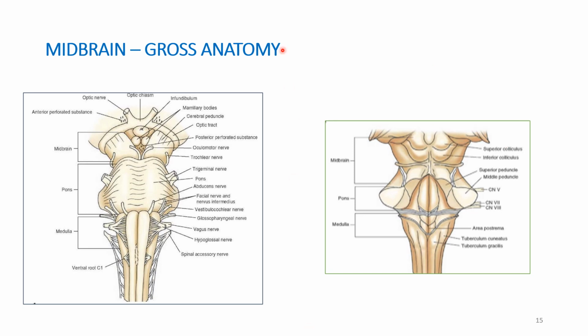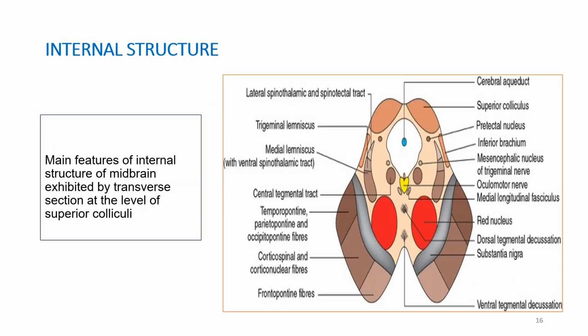Then coming to the midbrain. So this is the gross anatomy of the midbrain. So coming to internal structures. If you take a section at the level of the superior colliculi, what can you see in the midbrain?